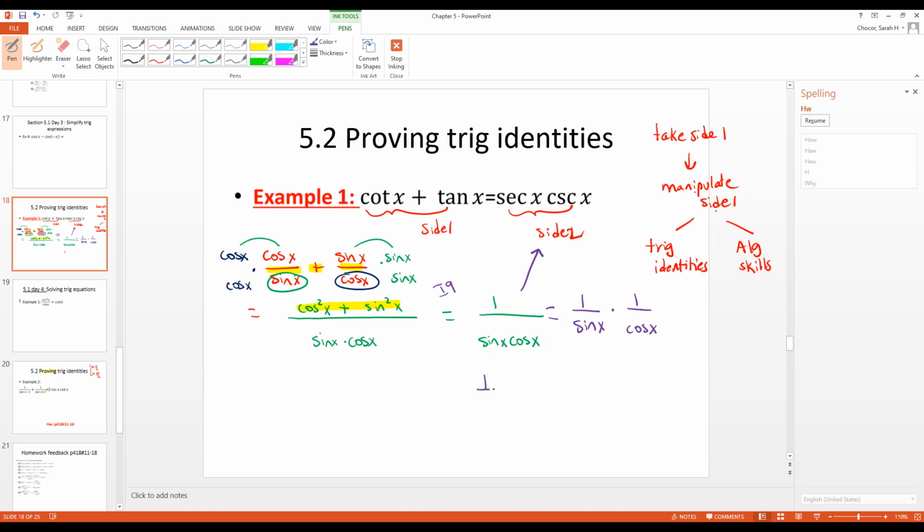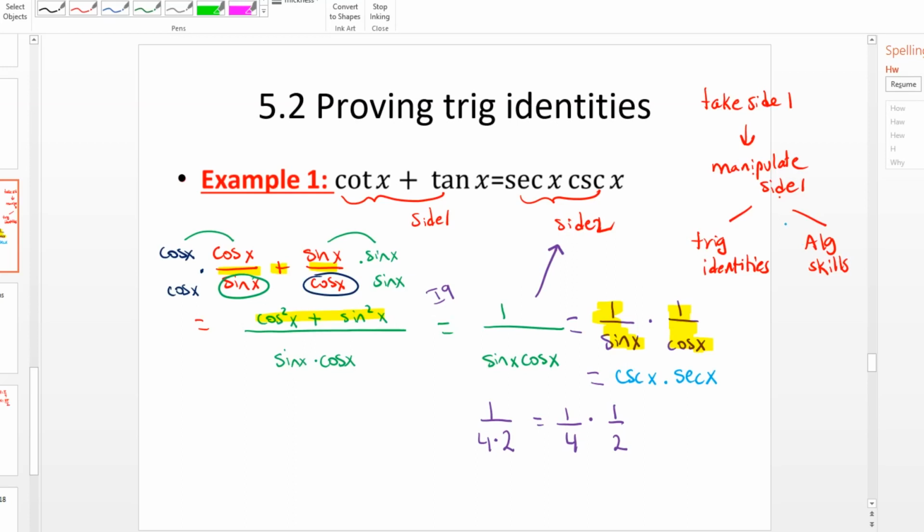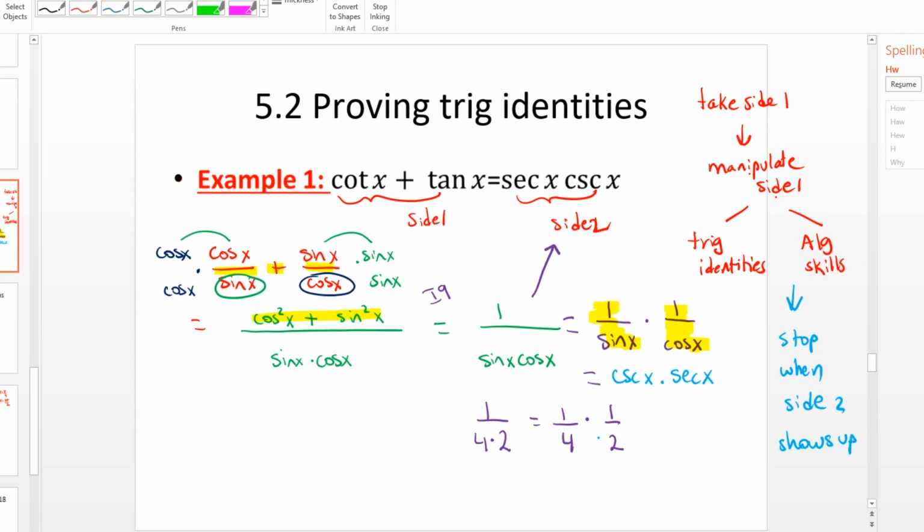My algebra skills tell me that if I have 1 over 4 times 2, I am allowed to split the fraction as a fourth and a half. So 1 over sine times cosine, I'm allowed to split it into 1 over sine times 1 over cosine. After I use and manipulate side 1, I'll stop when side 2 shows up. And I have proved the identity. So this was example 1.